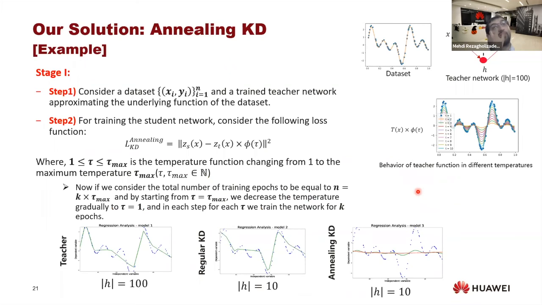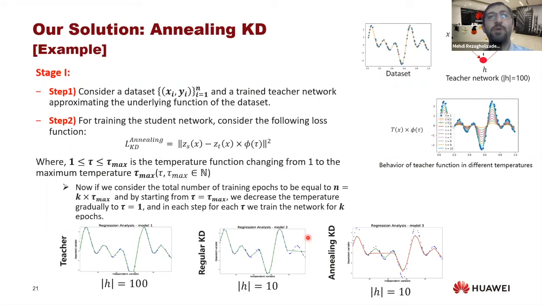So if we want to see one example here, we generate one synthetic data set, and we train a one-layer network with 100 neurons on this, and you can see the output of this teacher network is annealed with different temperature factors. At each training time, we start with the highest temperature and more flat output from the teacher, and gradually decrease the temperature.